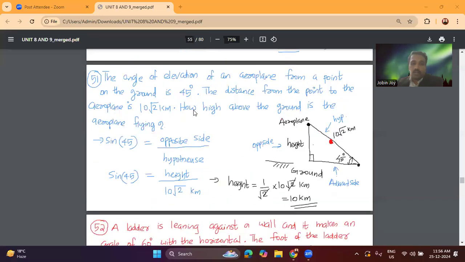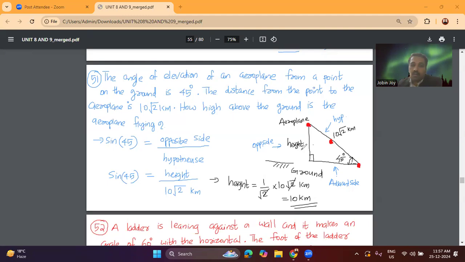Next question. Question number 51. The angle of elevation of an aeroplane. So this is the aeroplane, this top position. The angle of elevation of an aeroplane from a point on the ground. This is the ground, this is the point, and this is called the angle of elevation. This angle of elevation is 45 degree. The distance from the point to the aeroplane is 10 root 2 kilometer. From this point to this aeroplane, this distance is given. This distance is 10 root 2 kilometer. That means the hypotenuse is given, 10 root 2 kilometer.